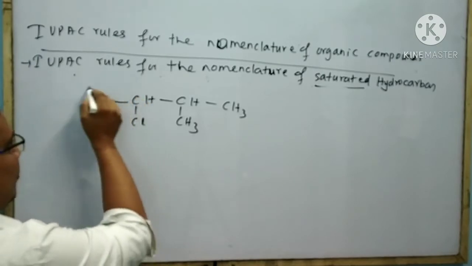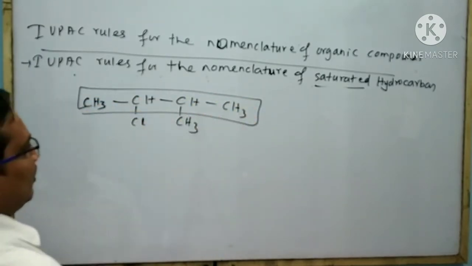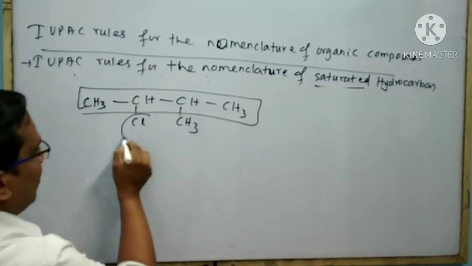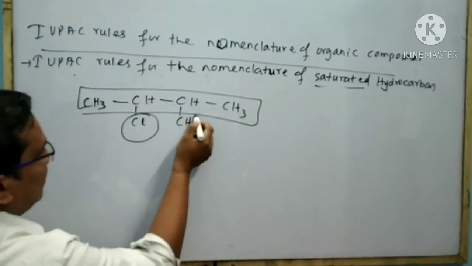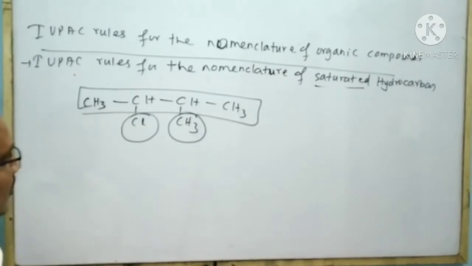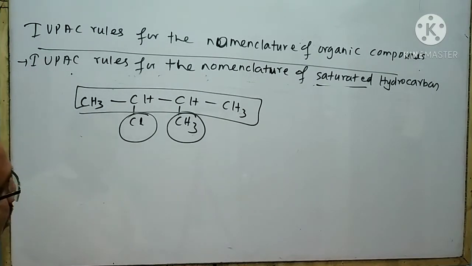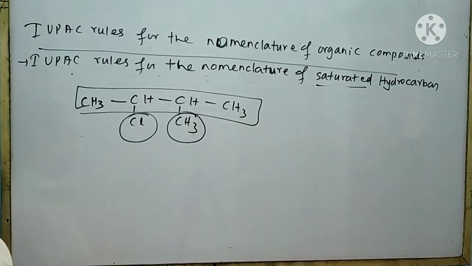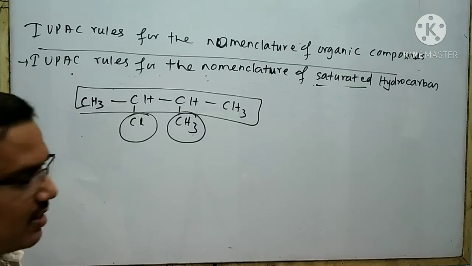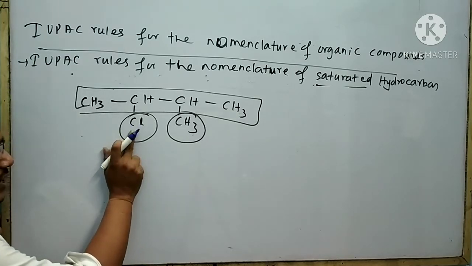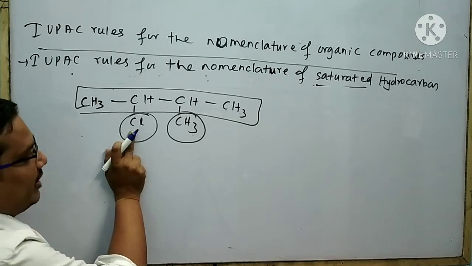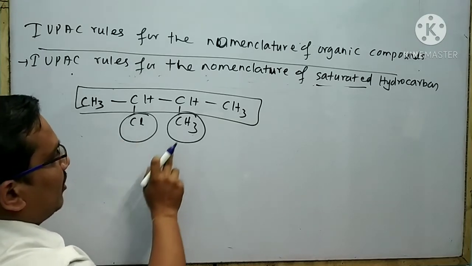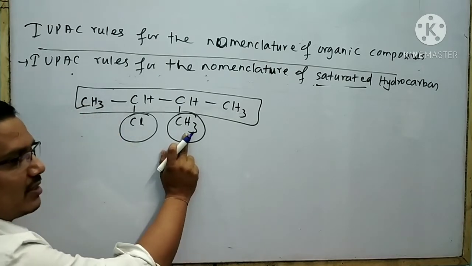Suppose we take another example: CH3-CH(Cl)-CH(CH3)-CH3. For this compound, this is the parent chain. There are two substituents present. This is the first substituent, this is the second substituent. Remember an important point: not all substituents are said to be side chains, but all side chains are said to be substituents. The substituent which contains a carbon atom is said to be the side chain. Look at that, the chlorine atom acts as a substituent, but it cannot act as a side chain. But the methyl group acts as a side chain.